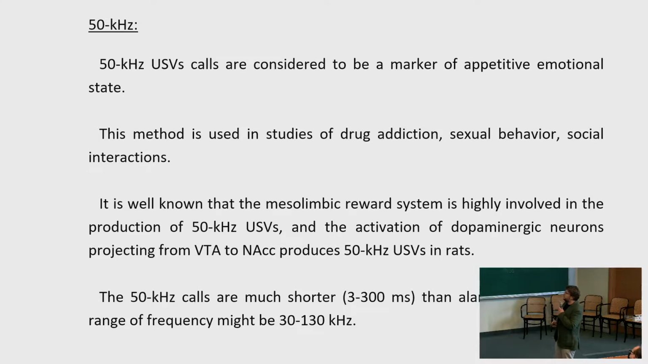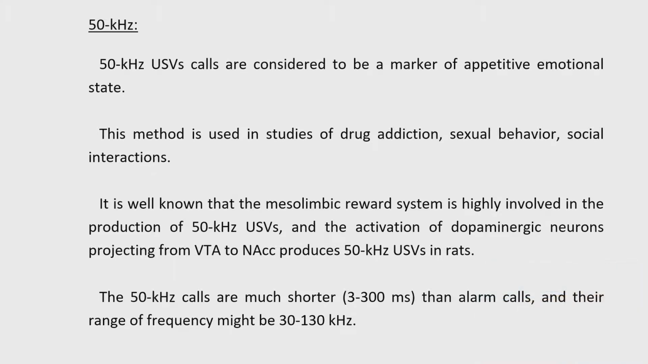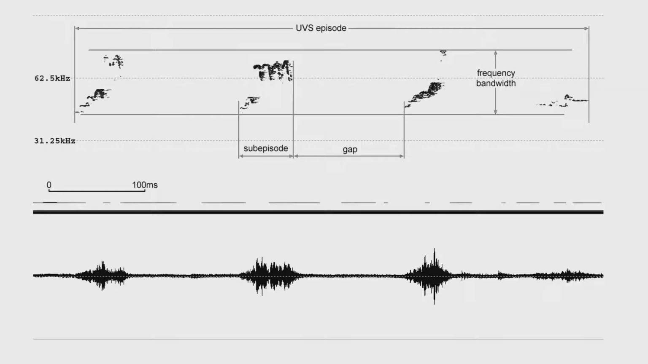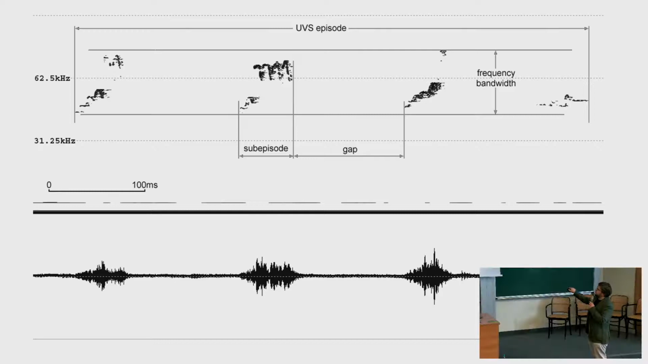50 kilohertz ultrasonic vocalization calls are considered to be a marker of appetitive state. This method is used in studies of drug addiction, sexual behavior, and social interaction. It is well known that the mesolimbic reward system is highly involved in the production of those sounds. And as you can see, they are much shorter than alarm calls. They are not stable in frequency.